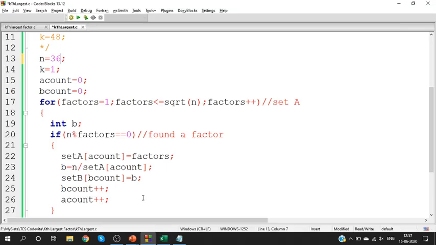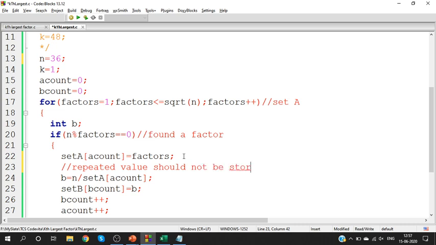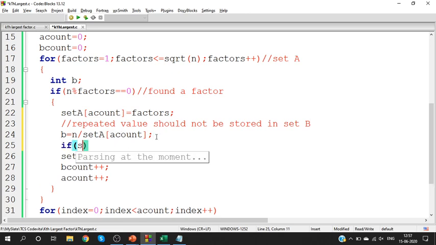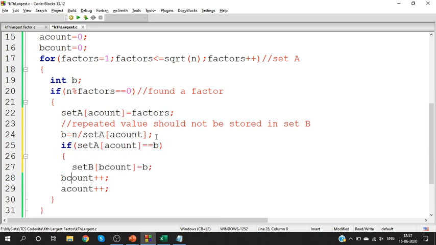Okay. So, when you store it in set B, repeated value should not be stored in set B, right? How will I know it is a repeated value? If set A's value is equal to the B value. See, set A is nothing but for 36. Consider n is equal to 36.